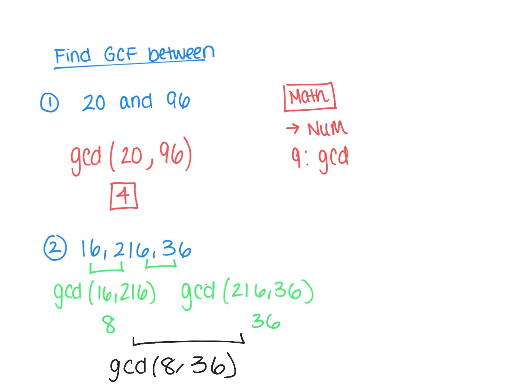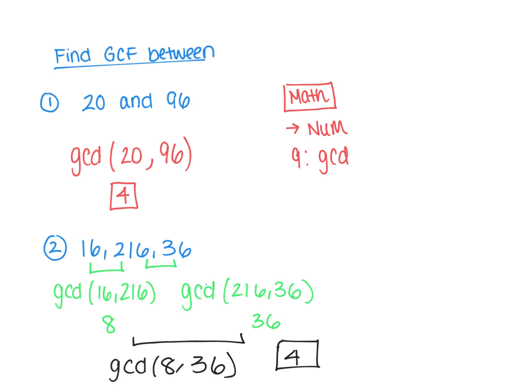So I'm going to ask you to pause the video, try it, and hit resume when you're ready for the answer. All right, so you actually should have gotten 4. And that is your final answer. So if somebody asks you to find the greatest common factor between these three numbers, the answer would be 4. Again, you have to do these two first, then these two, and then you arrive at your final answer.